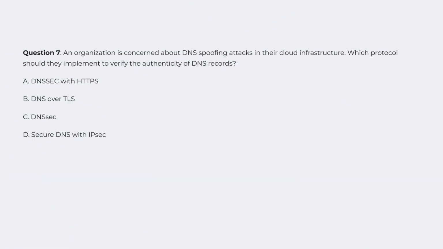Question 7. An organization is concerned about DNS spoofing attacks in their cloud infrastructure. Which protocol should they implement to verify the authenticity of DNS records? A. DNSSEC with HTTPS. B. DNS over TLS. C. DNSSEC. D. Secure DNS with IPsec.